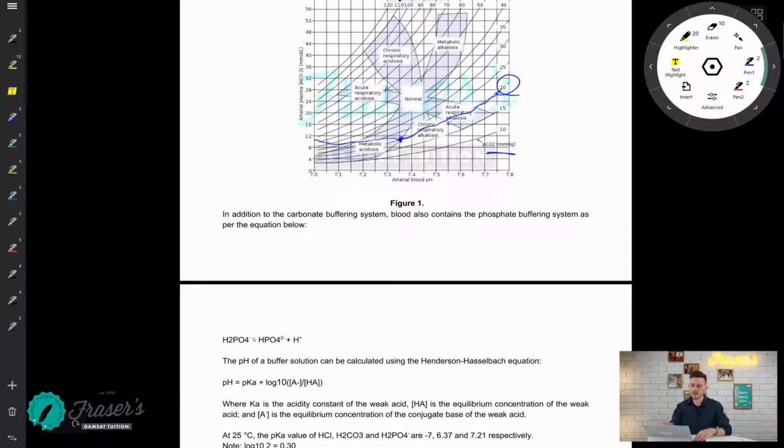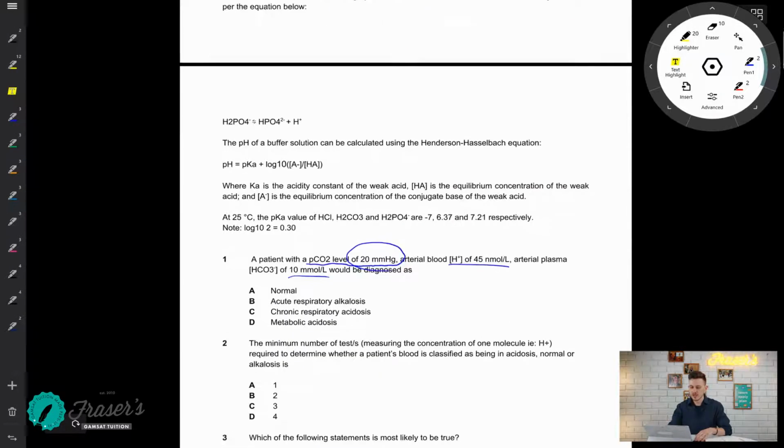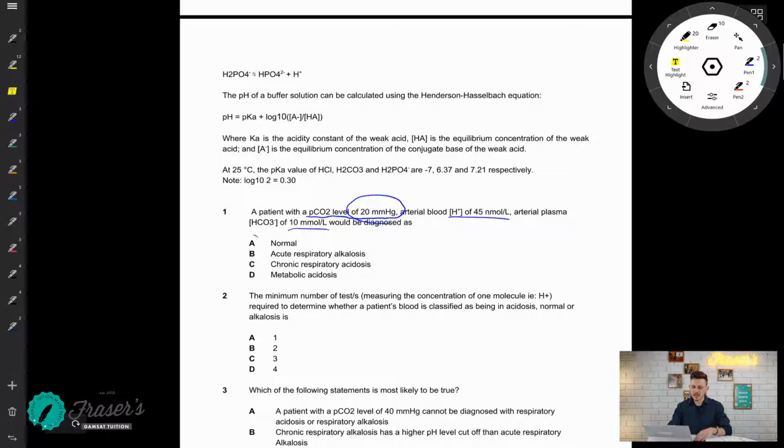So what are we being diagnosed as? We can see that we are within the region of metabolic acidosis. So without needing to look at the other responses, because they're not actually part of where we are with these measurements, metabolic acidosis should be the answer.